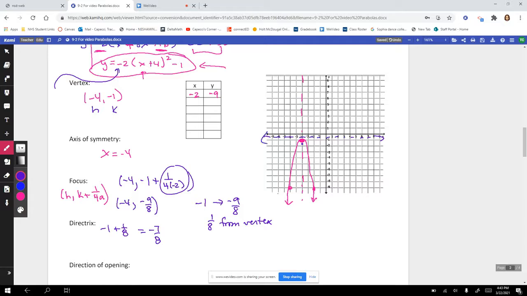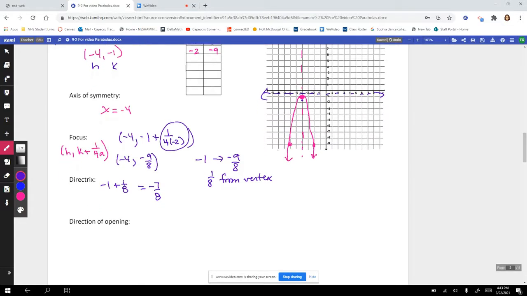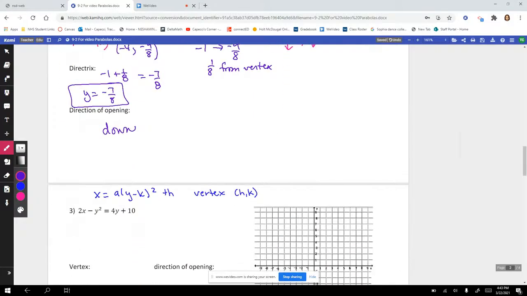And we're definitely estimating there. Okay, now again, that's a line. So I have y is equal to negative 7/8. That's a horizontal line there. The direction I'm opening is down. All right. Okay, let's look at our next example.